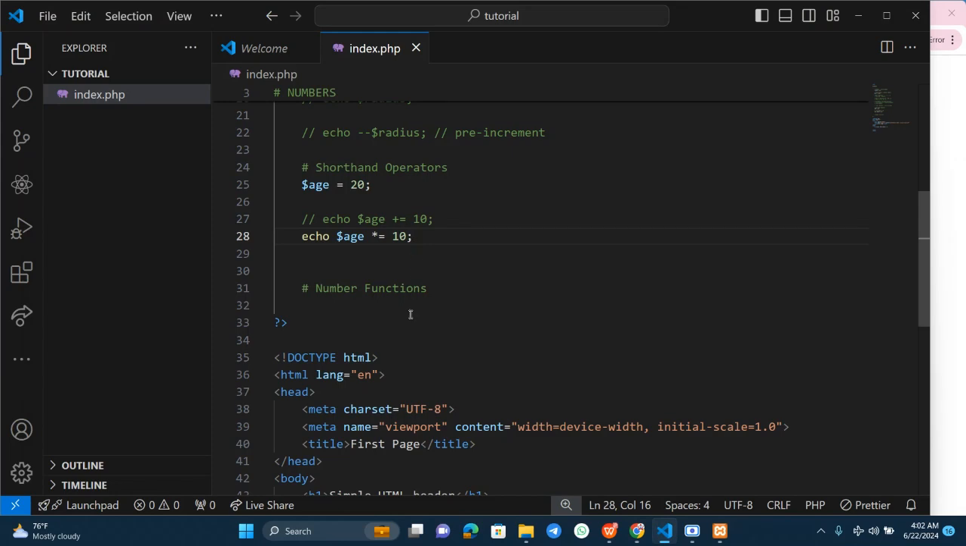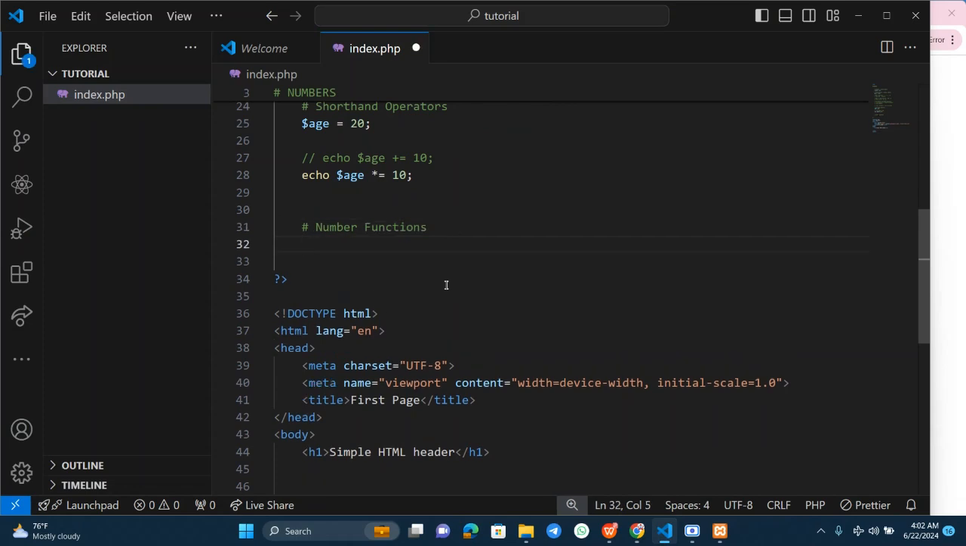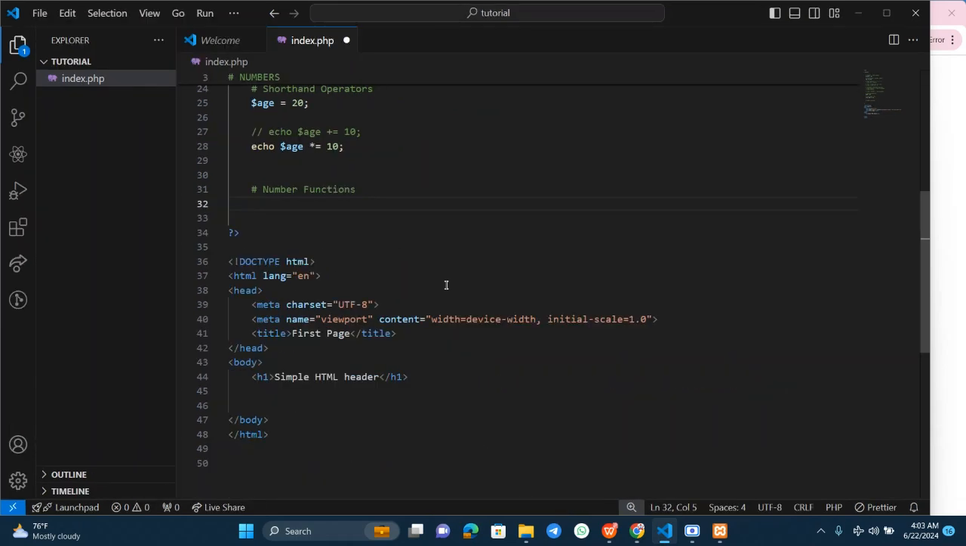That's how we do this. Another thing is number functions. Just like how we have functions for strings, we can also have functions for numbers. One that I'm very familiar with is floor. Floor rounds to the nearest whole number.